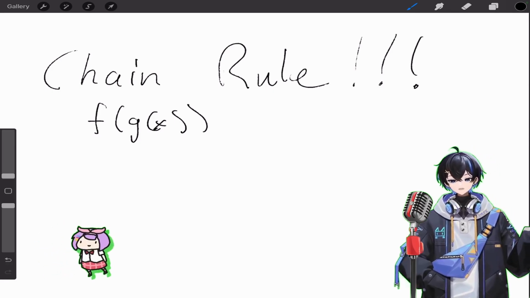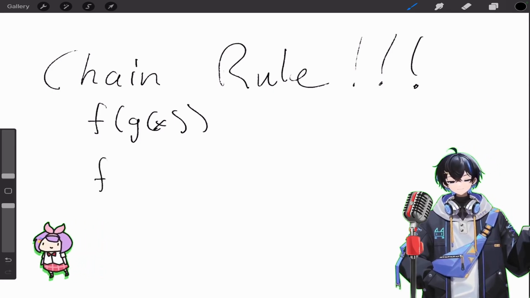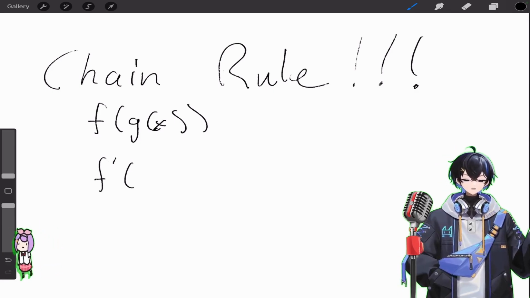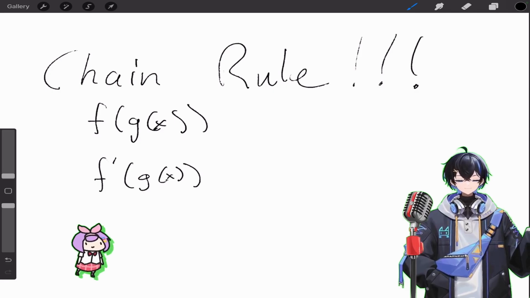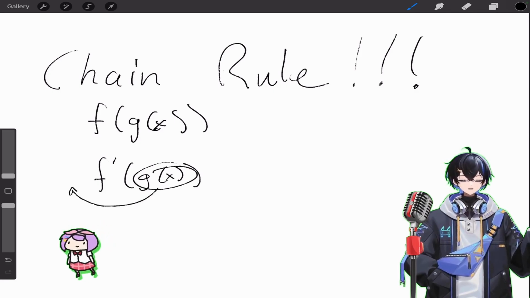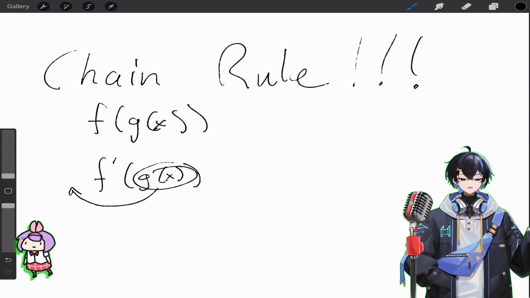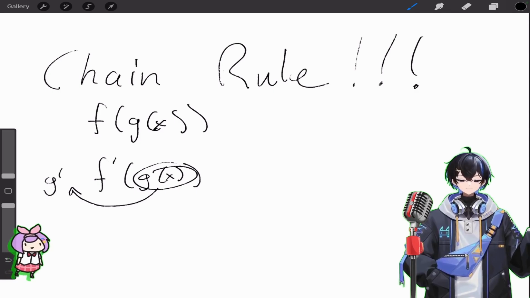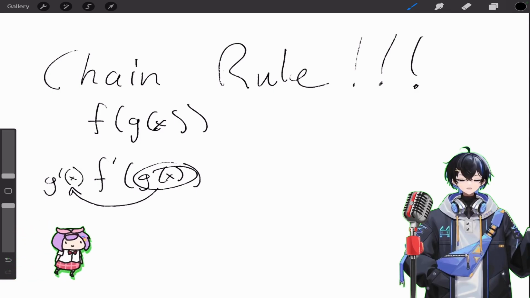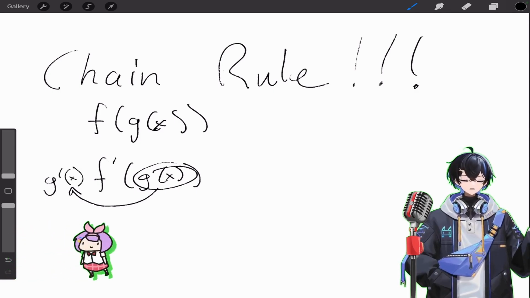and we need to take the derivative of that. So first we would take the derivative of the outside, so we have f prime of, and then we leave the inside as is, so f prime of g of x. Then the inside, g of x, we need to take the derivative of that and multiply that out in front. So we have g prime of x, and that is multiplied with the f prime of g of x.